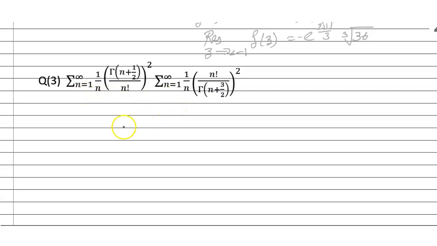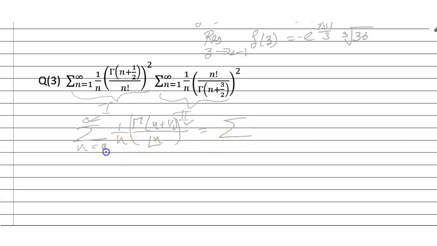This problem is very important, a hypergeometric problem. So at first I shall divide it into two parts. This is part 1, this is part 2. For part 1 we can write this way: summation n equals 0 to infinity, 1 by n, gamma n plus half divided by n factorial, whole square.